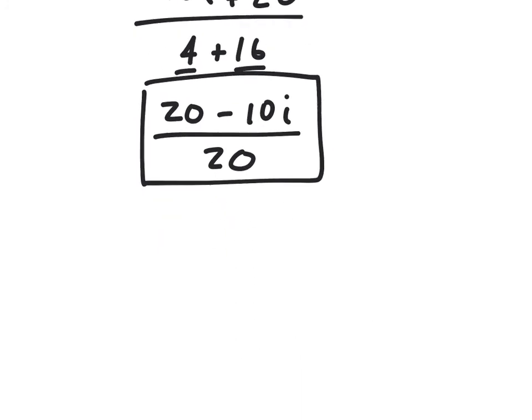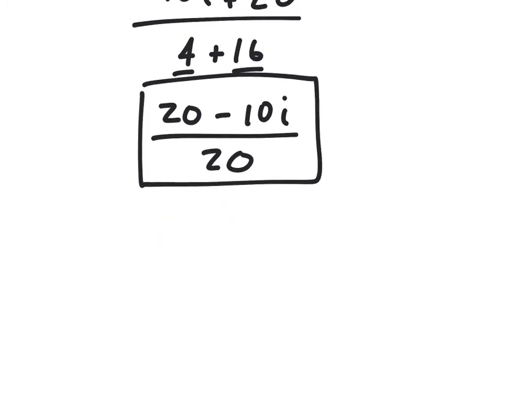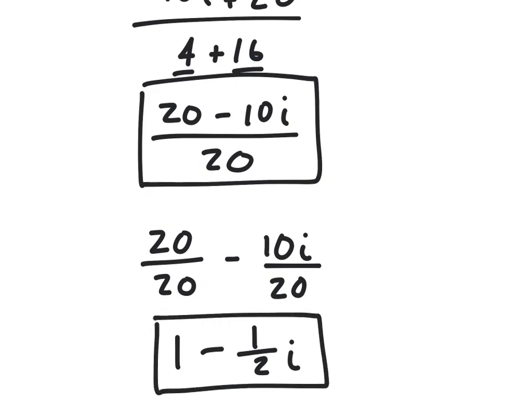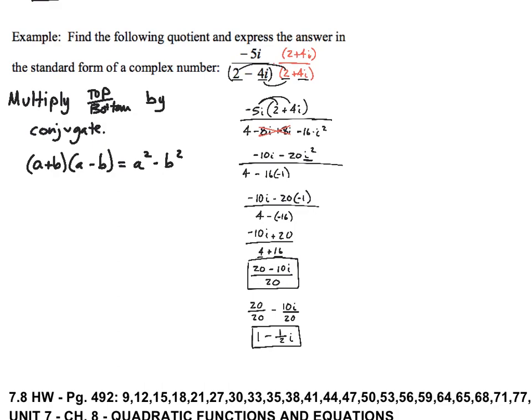But because I'm adding and subtracting two things in my numerator, I'm going to put each over the same denominator. So I'm going to do 20 over 20 minus 10i over 20. And the cool thing is I can simplify this. I can write 20 divided by 20 as 1, and then minus 10 divided by 20 gives me 1/2, and then i. And that's my answer. So either one of those would be fine. I'd probably prefer to have it simplified, but that's the idea.